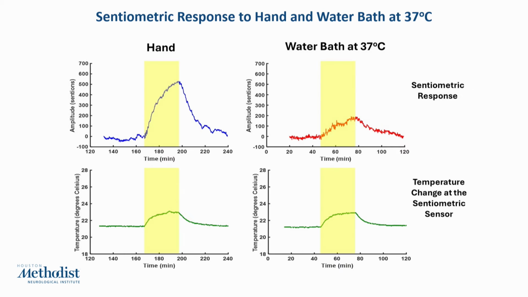To mimic 37 degrees Celsius having an influence on the sensor and causing the response, we just heated the water bath to 37 degrees. It produces the same kind of temperature change at the sensor, 1.6 degrees Celsius, but it produces a much smaller response, less than one-third of the response you get with the hand. So two-thirds of the response is not due to body heat.